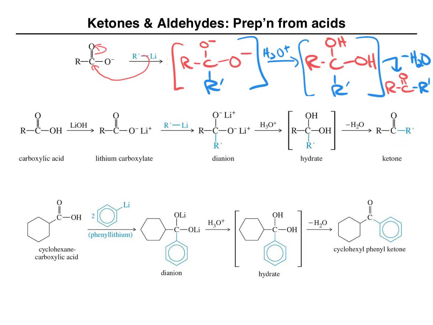Another possibility is that we start with the carboxylic acid and we just use two equivalents of the organolithium species. And so one equivalent is going to first act as a base and grab off that proton, but our second equivalent then is going to act as a nucleophile and add to this carbon. So we see here that the reaction of a carboxylate plus an organolithium is a source of ketones.